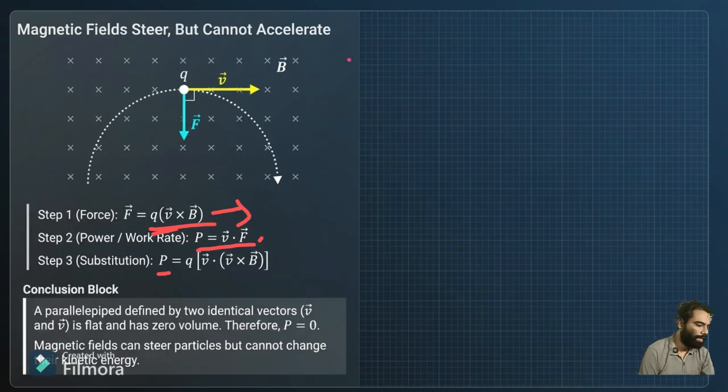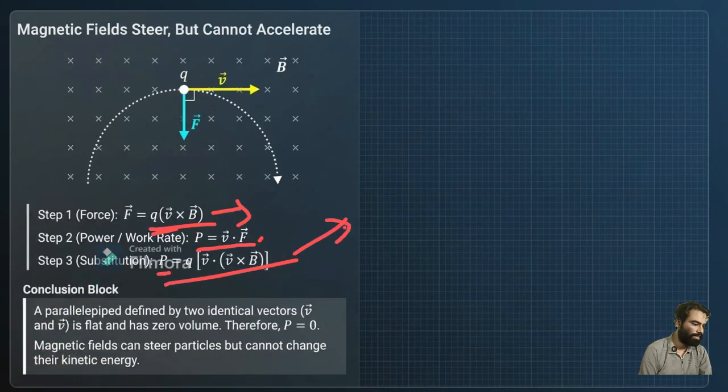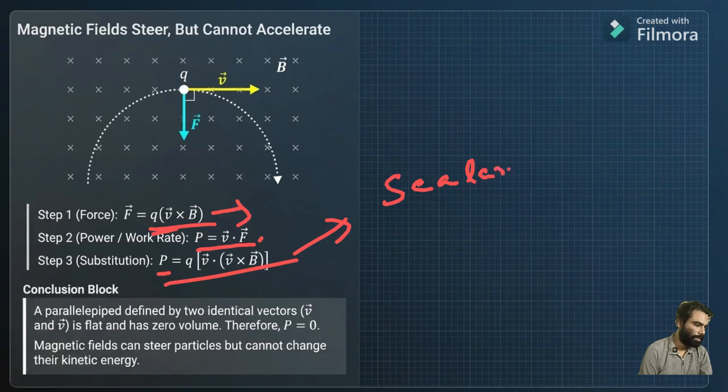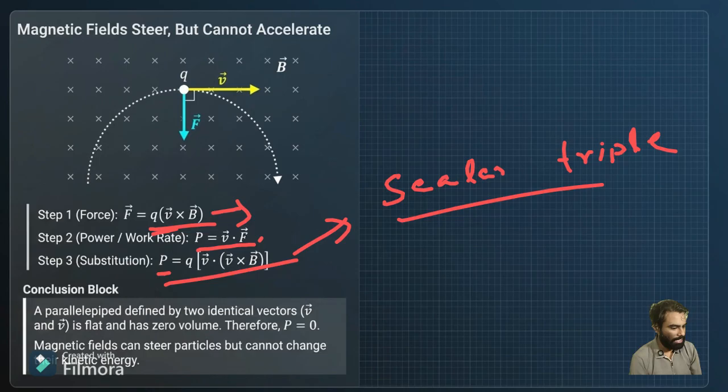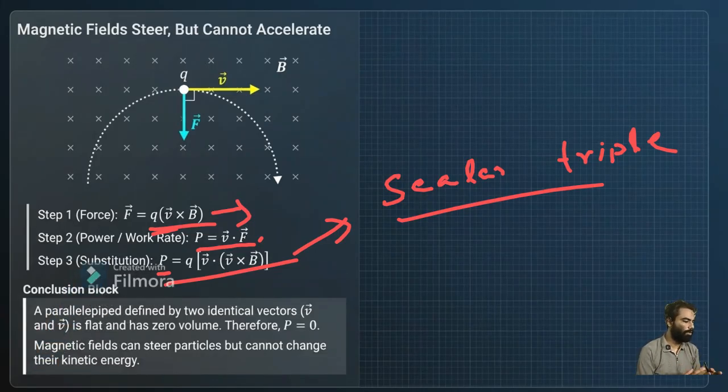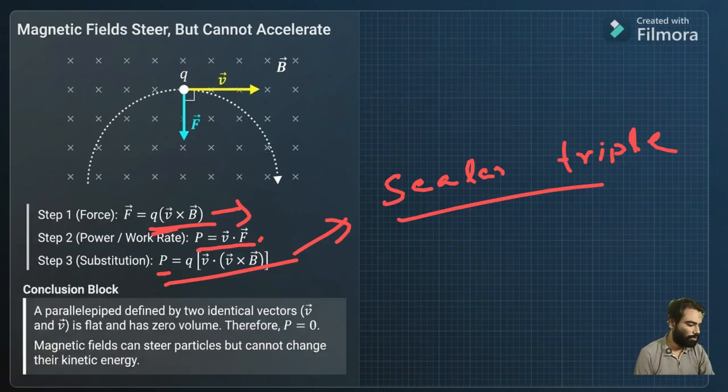Now look at this. Here it is a scalar triple product. Interestingly, scalar triple products give you the volume of a box. But if two vectors are the same in a triple product, what will it give you? It will give you 0, because if two vectors are in the same direction, the box will never be completed, so the entire volume will be 0. So the power will also be 0 for this.